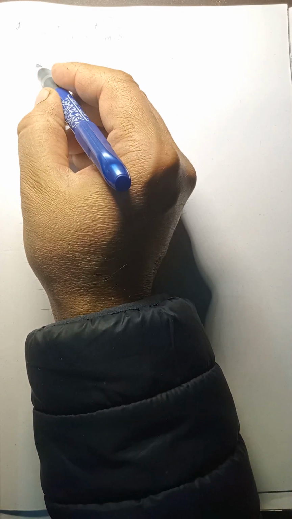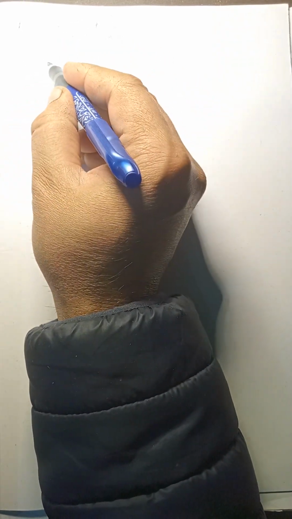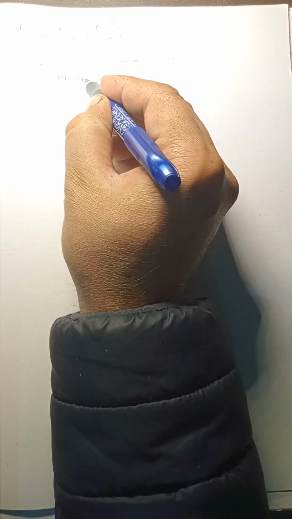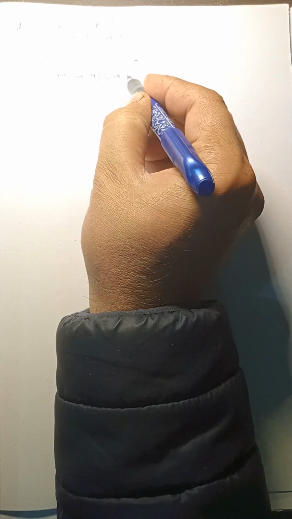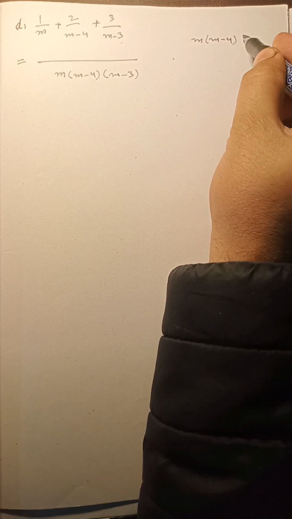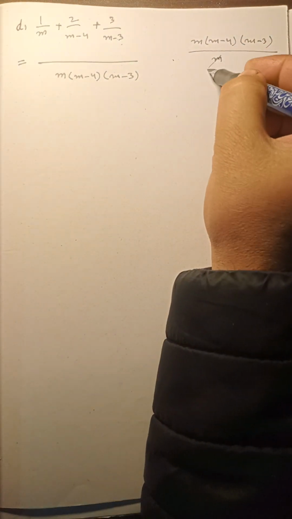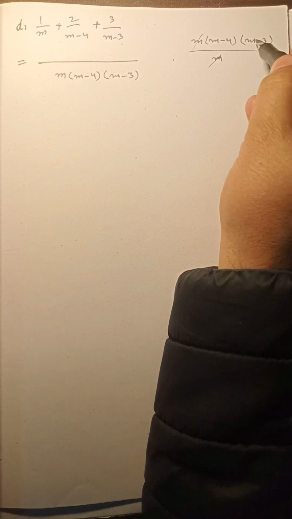Now see part D. Here are different denominators and 3 fractions. So different denominators will be taken one time: m into m minus 4 into m minus 3. This is our LCM, because all the denominators are different. Divide the whole LCM by this m. This m will be cancelled, just like that, m into m minus 4 into m minus 3. Divide this LCM by this m, and it will be cancelled and this will be our answer.